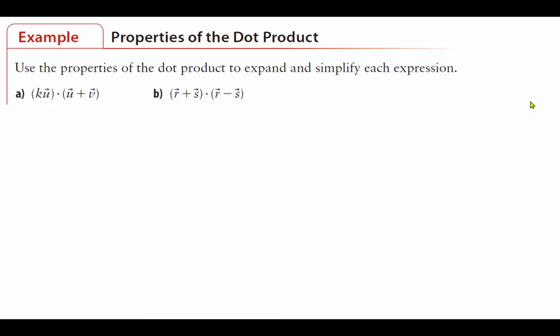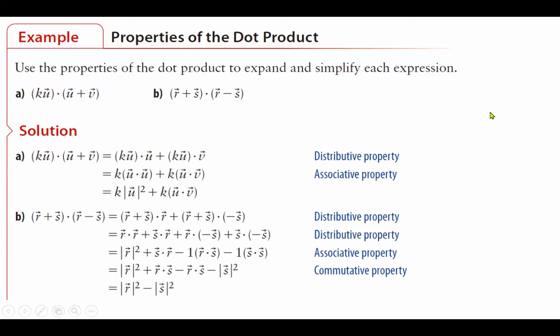Okay, have we finished? Let's have a look at the solution together. In question A, this can be simplified to k times the magnitude of u squared plus k times the dot product of u and v, according to the distributive property and associative property.